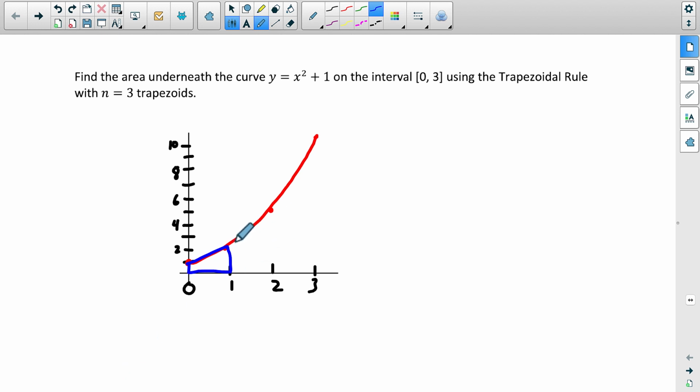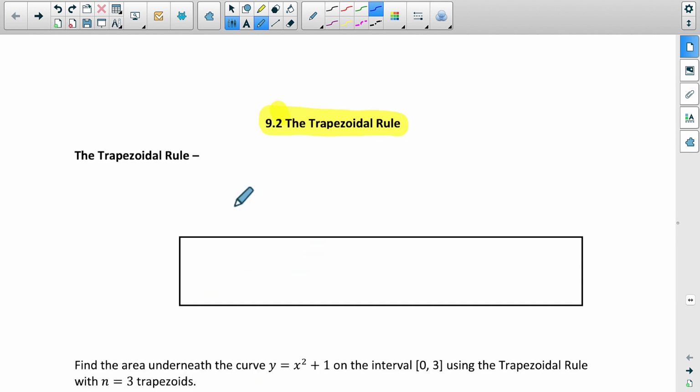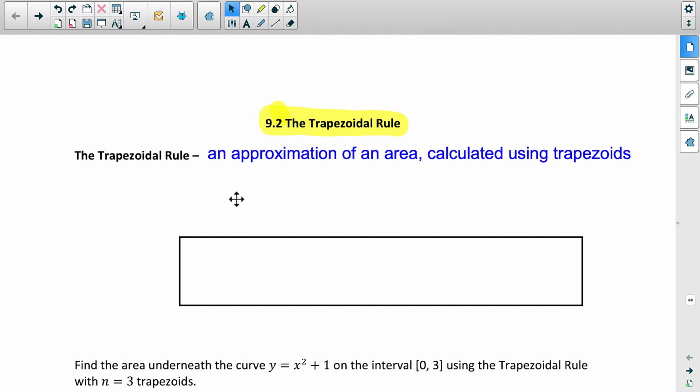And we could draw another trapezoid here. Sorry, we could draw another one like that, and we could draw a third trapezoid like this. And wow, that's pretty darn close to what the curve actually looks like. Alright, that's the idea. The trapezoidal rule is an approximation of an area calculated using trapezoids. It's more accurate than rectangles like we did last time.